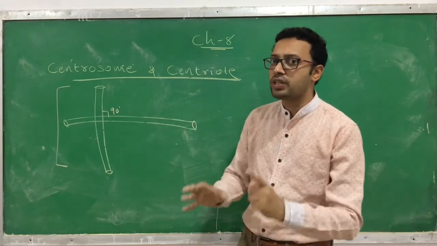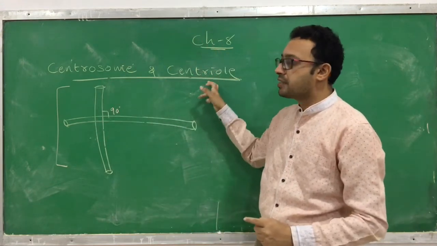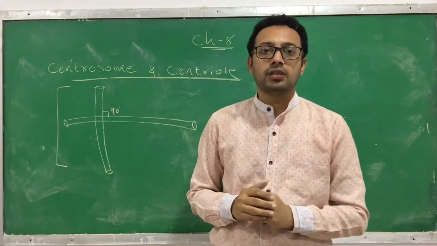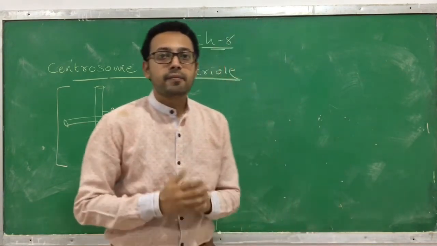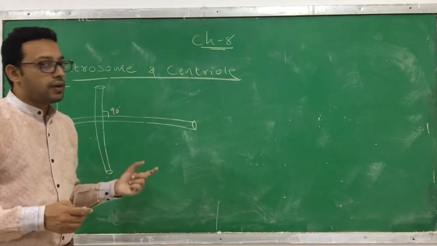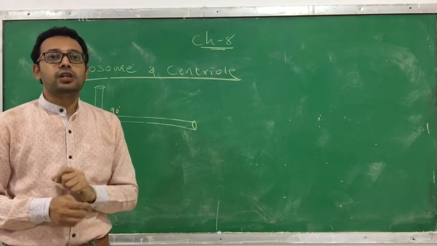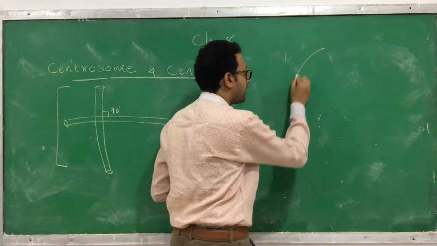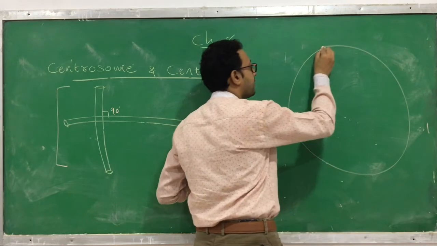Okay. So in short, you can say that the centrosome is made up of centrioles and the angle between them is 90 degrees. So this is called a centriole. Now the arrangement of this centriole is also similar to cilia and flagella.